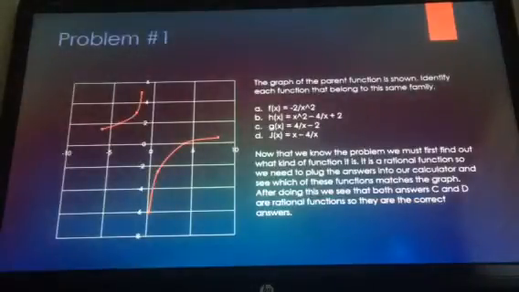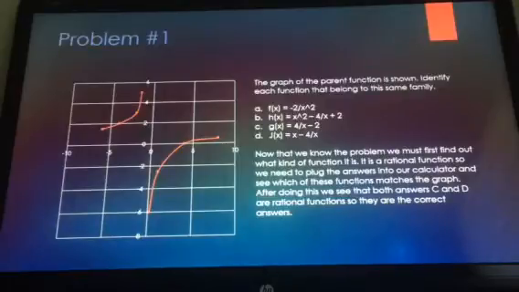Problem number 1. The graph of the parent function is shown. Identify each function that belongs to this family. Answer A. The function f is equal to -2 over x squared. B. Function h is equal to x squared minus 4 over x plus 2. Answer C. Function g is equal to 4 over x minus 2. Answer D. Function j is equal to x minus 4 over x.